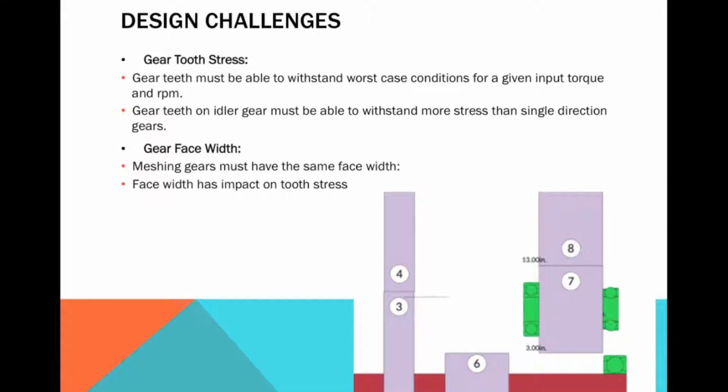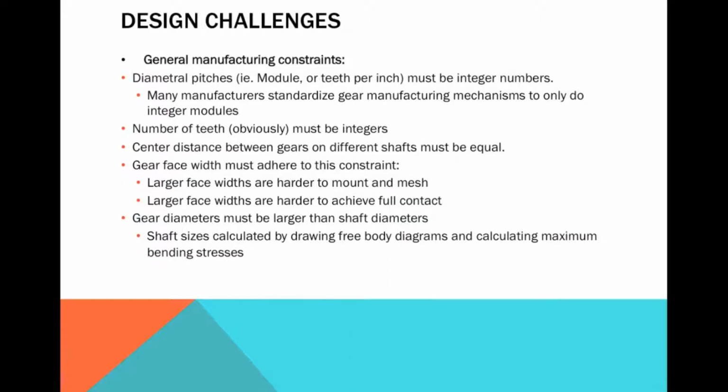So the other thing is the gear face width. This is a challenge to design because two gears that mesh need to have the same width. You can't just have the skinny gear here, number 3, mesh with number 8 or number 7. It's just not going to work well, as far as design is concerned. And then there are some general manufacturing constraints.